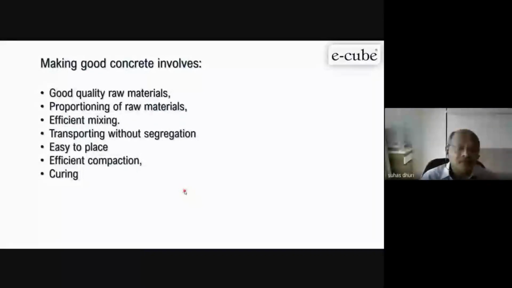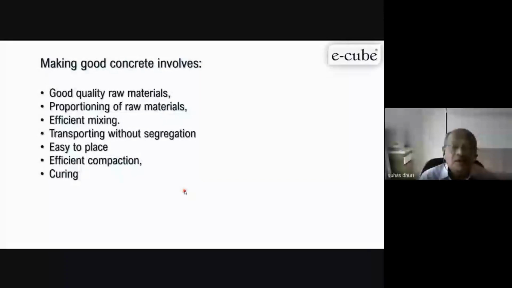Placing is important, because even with the desired workability, it is very difficult to place some concrete. Around 90% of concrete today is placed only by pumping. So pumping concrete is a different design. Some concrete can be placed by bucket, but concrete designed for bucket may not go through pumping, because pumping is a totally different role to play.